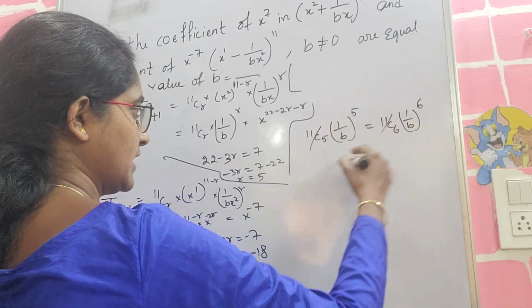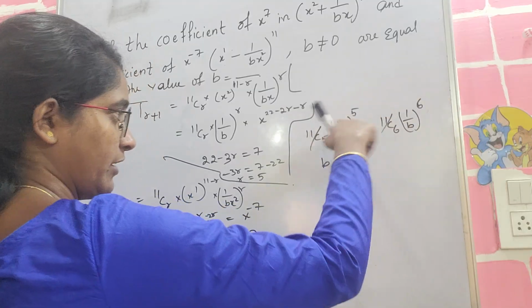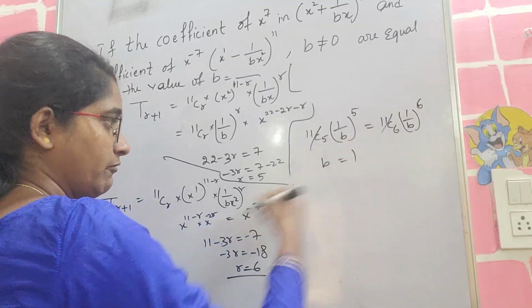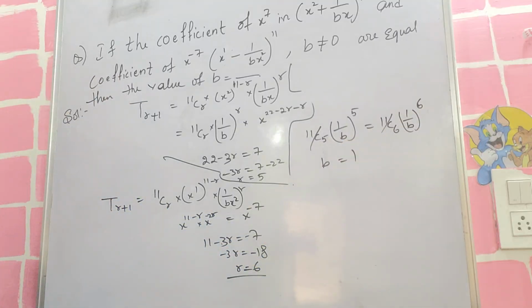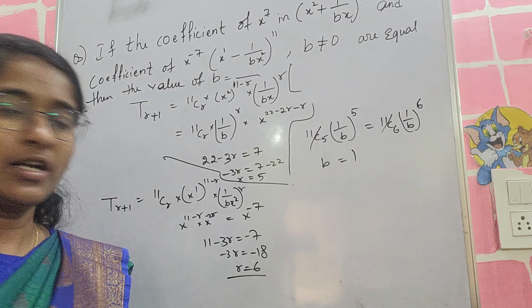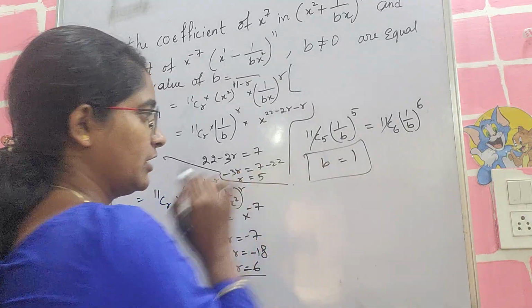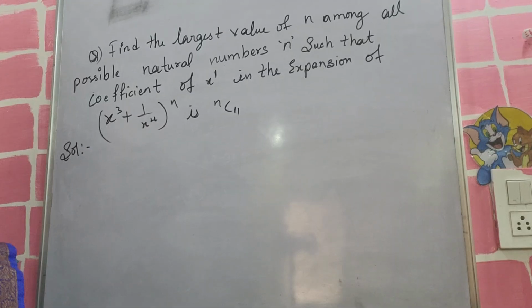Then this and this will get cancelled. B is equal to, finally if I take the reciprocal of 5, 1 b will be left over and only the answer is 1. B is equal to 1 is your answer. Okay, we'll go to the next question. We have another question here.